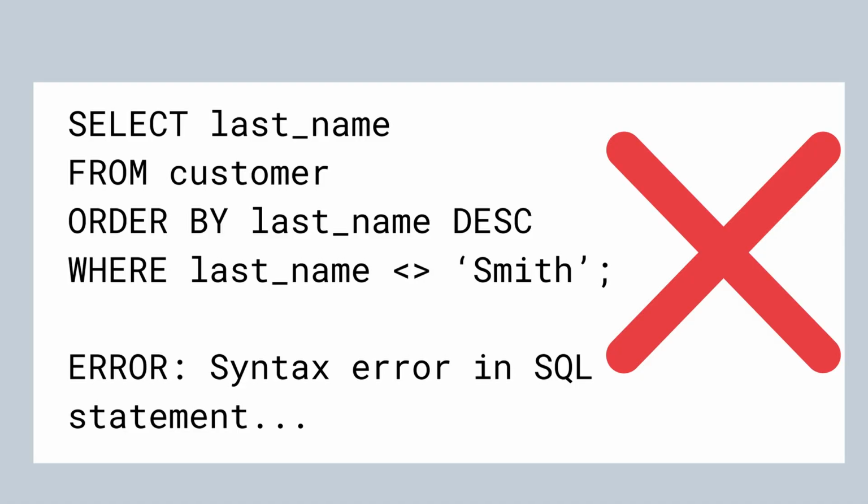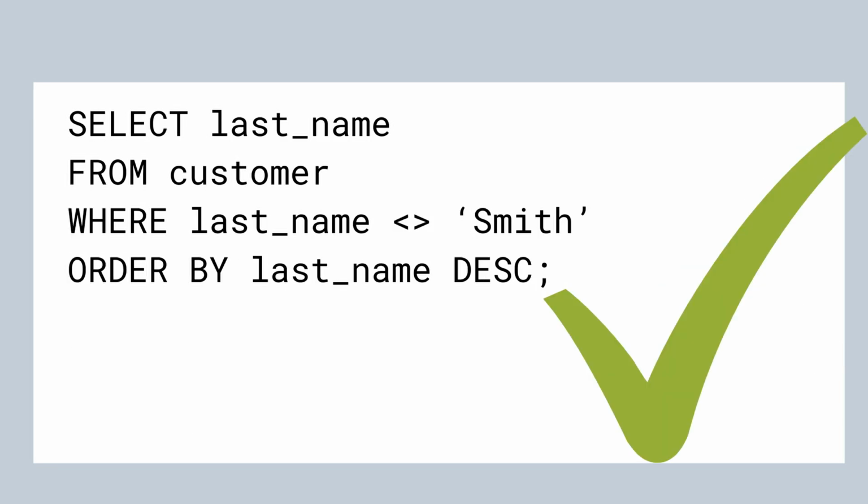If we try to execute a query with an incorrect order of statements, like the one you can see on the screen, we'll get an error. In this case, the order by clause was placed before the where clause, which is wrong. Naturally, all we have to do in this case is simply swap the order by and where clauses, and the instruction will work like a charm.